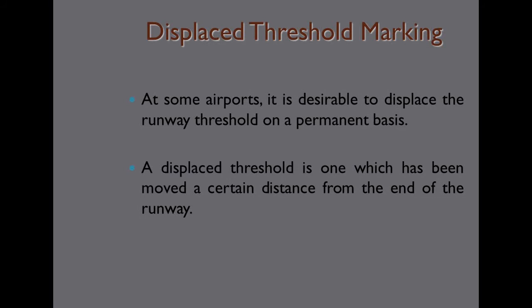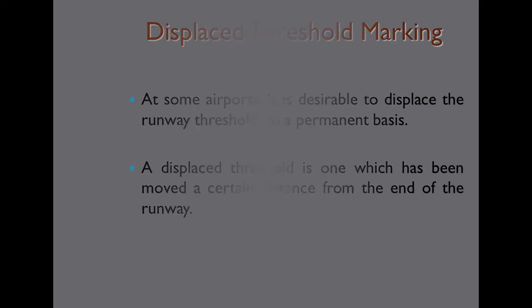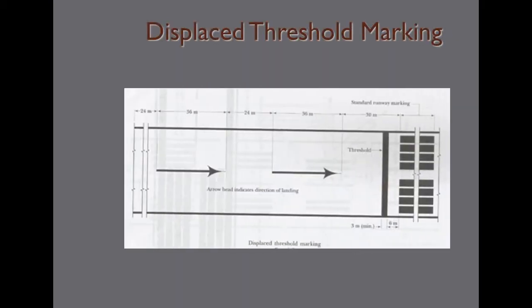Displaced threshold marking. At some airports, it is desirable to displace the runway threshold on a permanent basis. A displaced threshold is one which has been moved a certain distance from the end of the runway. So we can see the arrow head indicates the direction of landing of the aircraft, and this horizontal strip along the width indicates the threshold.